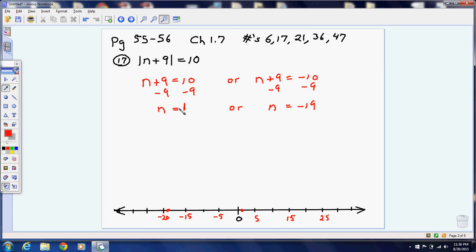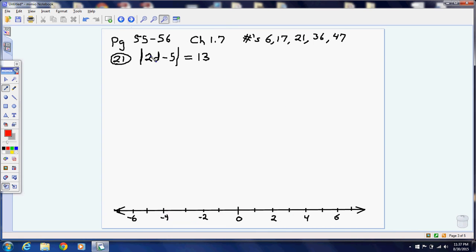You're good to double check your answers. Let's plug it back in. If n is 1, 1 plus 9 is 10 inside absolute value brackets, equals 10. That one's good. N equals -19. -19 plus 9 is -10. Inside absolute value brackets is 10. All right, so we're good.